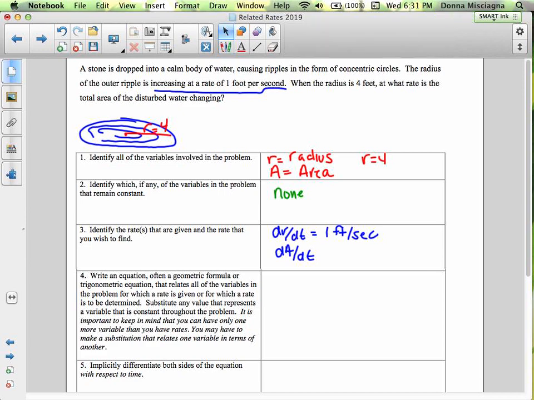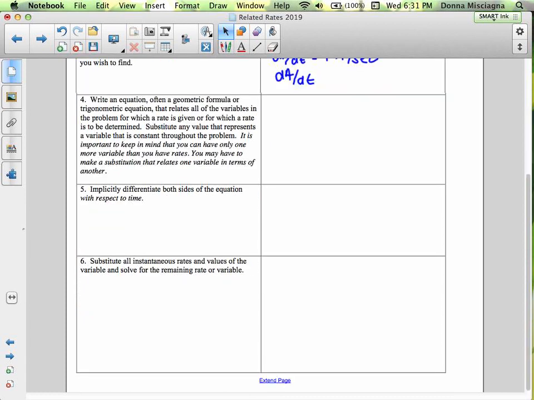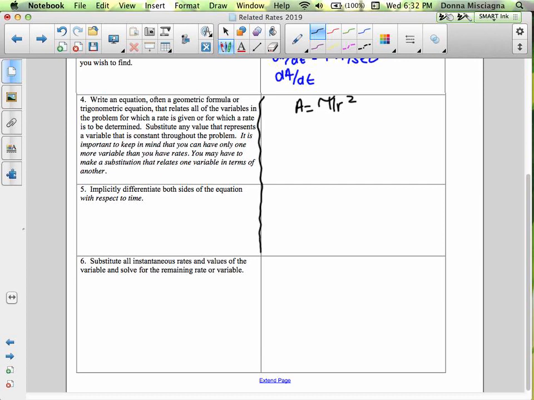Now we'll write an equation that relates area and radius. Of course, it's the formula for the area of a circle. I'm just going to move that up so I have some space there. I'm not going to read through that each time; I read through it once. So we have area of a circle is pi r squared. Now I'm just going to continue rather than waste all that space. All right, so now we have our equation.